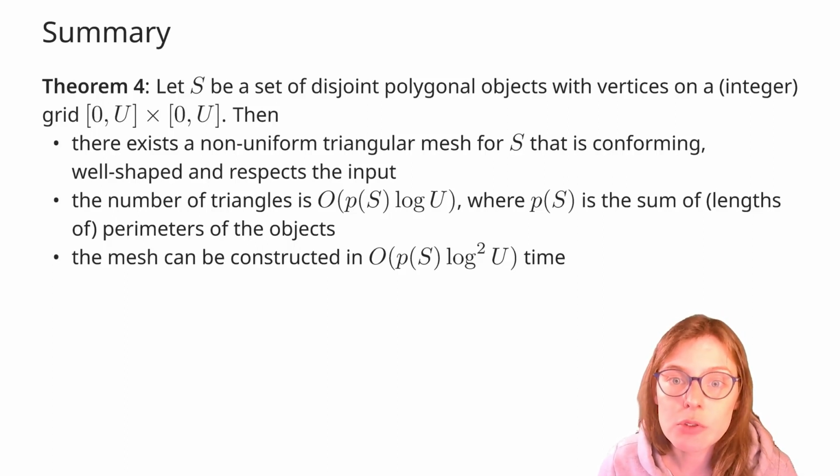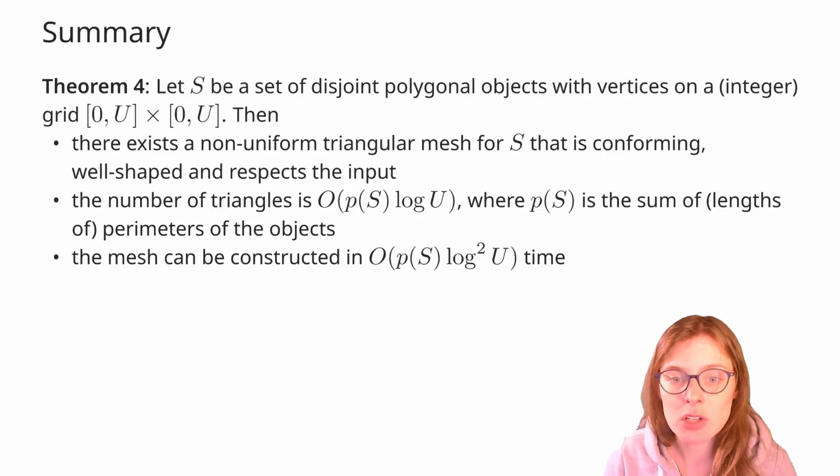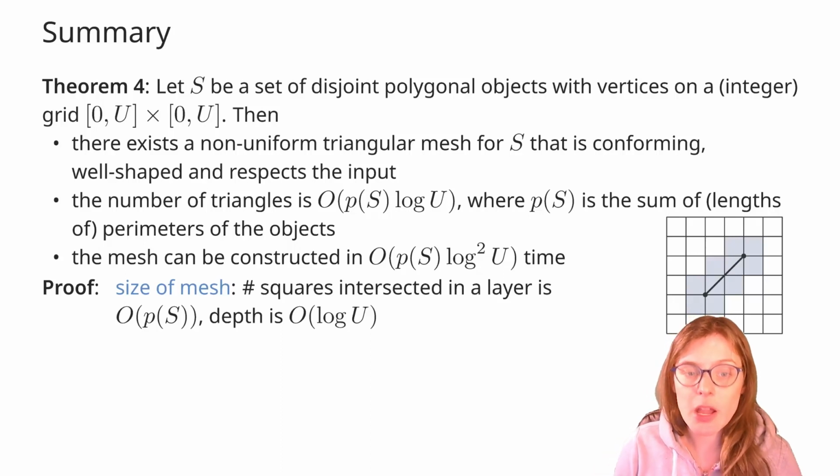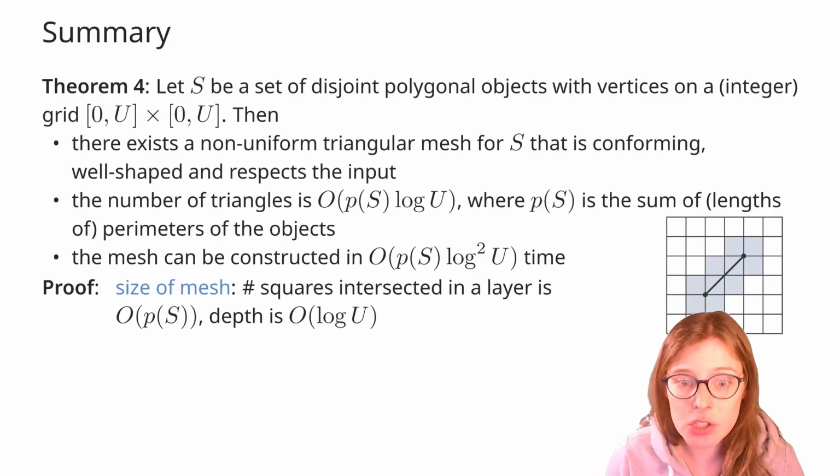The number of triangles in such a mesh will be of order P(S) log U, where P(S) is the total perimeter of all the objects, and the mesh can be constructed in order of P(S) times log squared U time. To prove this theorem, first we analyze the size of the mesh.